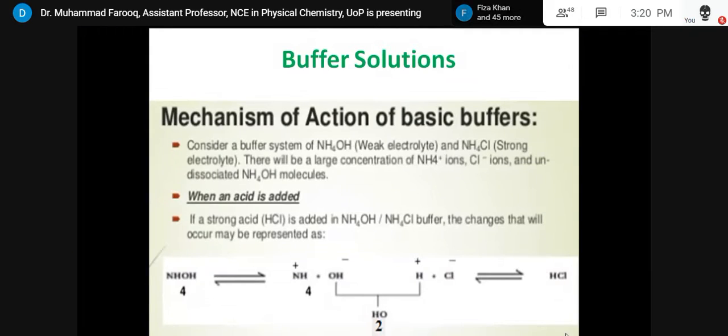So when we have the basic buffer solution, when acid is added, again hydrogen ions will be produced.